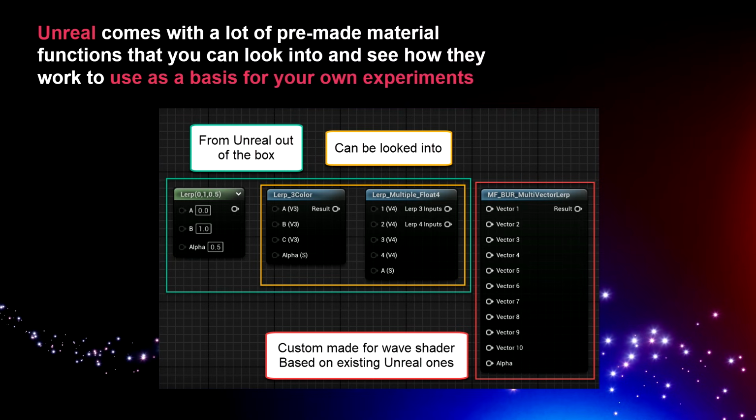One thing I like about working in Unreal is that it comes with a whole lot of pre-made material functions that can actually be looked into and learned from. They're usually those blue ones that you see here. So that multi-vector Lerp thing is not something that I invented. I just knew of the existing Lerp 3-color node that comes with Unreal. And as I was designing the system, I just thought, this is exactly what I need, but I just need to be able to scroll through much more than 3 colors or 4 colors, because the version with 4 colors also comes with Unreal.